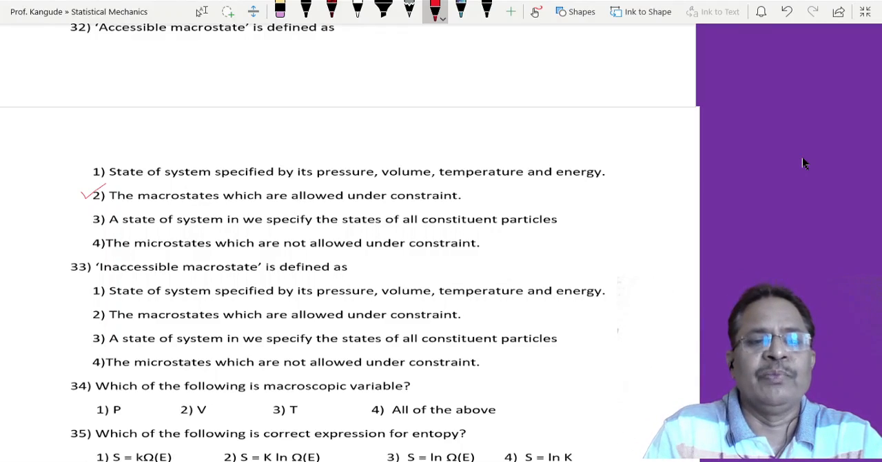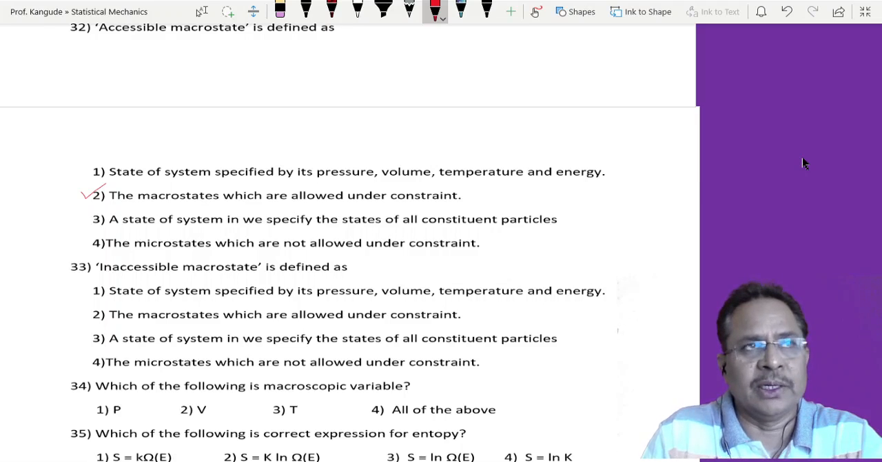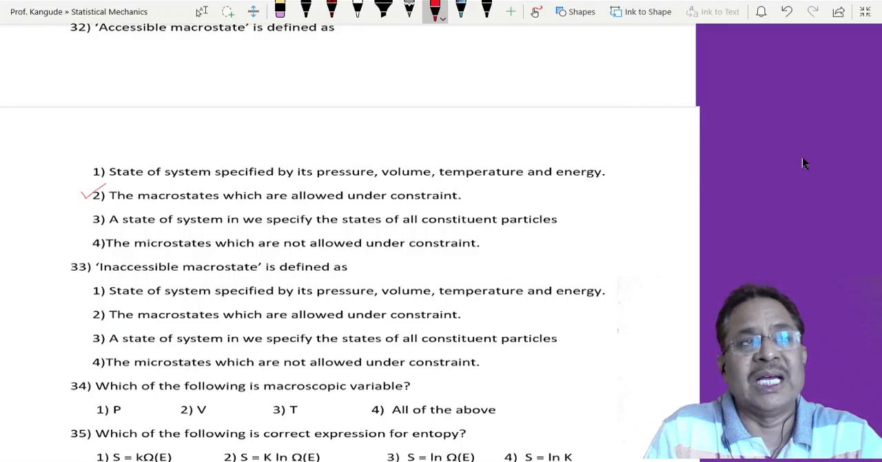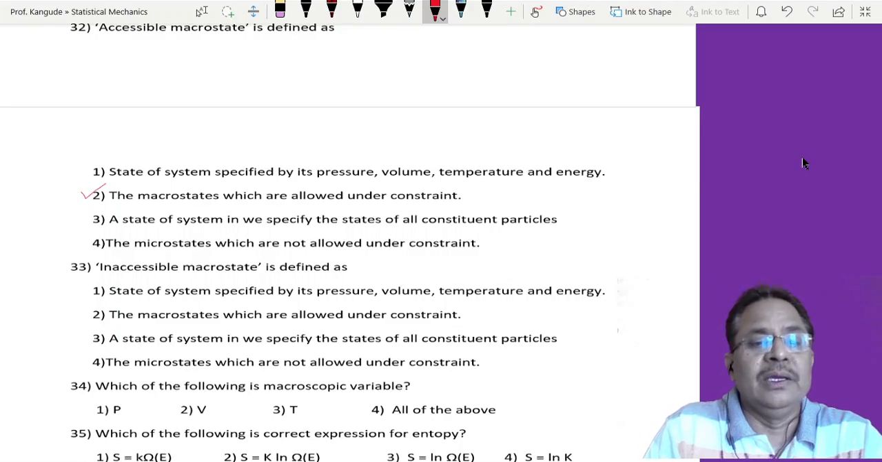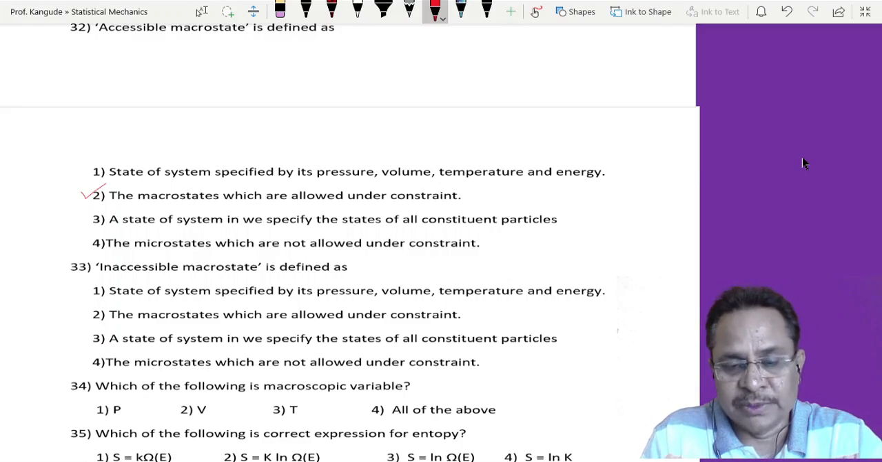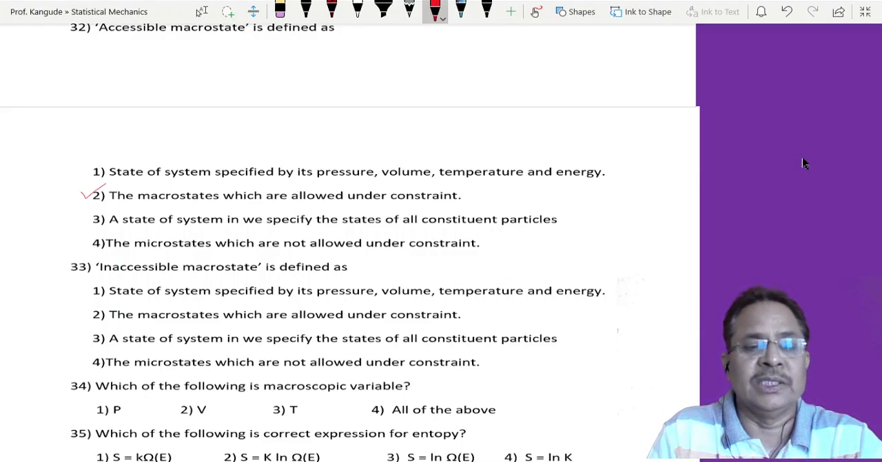Option 3 and 4: a state of system in which we specify the state of all constituent particles is a microstate, and the microstates which are not allowed under the constraint. Both of these options are not correct. So the correct option for question number 32 is the macrostates which are allowed under constraint. Then inaccessible macrostate is clear in the same way. The state of system specified by its pressure, volume, temperature and energy is not correct.